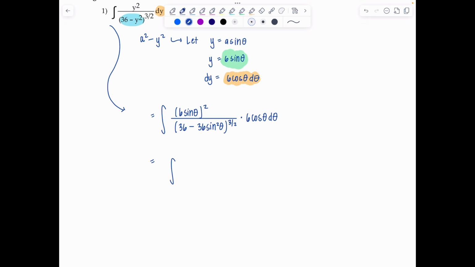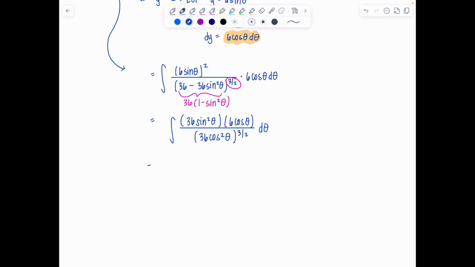Up top, I've got 36 sine squared theta. And then you know what? Let me just put times 6 cosine theta right next to it. D theta is going to go right here. And then always remember, when you do trig sub, the point is to simplify this using one of our Pythagorean identities. So we factor that 36 out, and then we have 1 minus sine squared theta, and then that's all being raised to the 3/2. So now in the denominator, we can say we've got 36 cosine squared theta raised to the 3/2. Beautiful. Now let's simplify further.